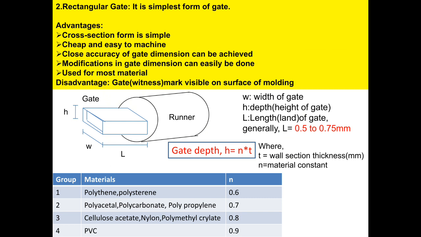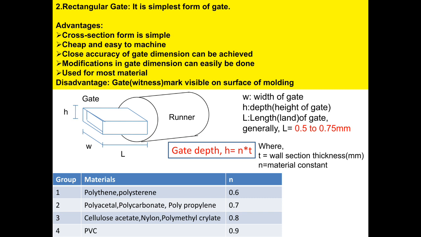The gate depth, thickness of the gate, is given as H, equal to N into T, where T is the wall section thickness in mm, and N is the material constant. So from the table you can observe the material constant for different materials. For polythene and polystyrene the material constant is 0.6; polyacetal, polycarbonate, polypropylene, N is 0.7; cellulose acetate, nylon, polymethylacrylate 0.8; and for PVC material it is 0.9.